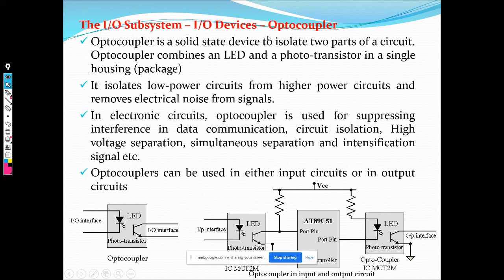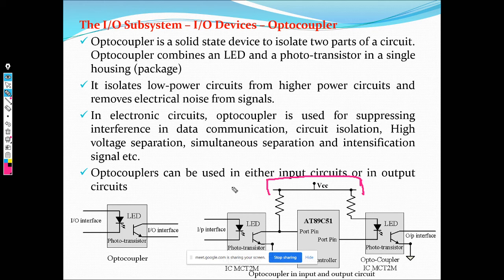So next we have this optocoupler. Optocouplers are a special type of circuit that helps us to isolate two different circuits. For example, let us say you have a very low power device. Let's take this particular figure here on the bottom right. This is a low power device, and you want to isolate it from any high power input or output.